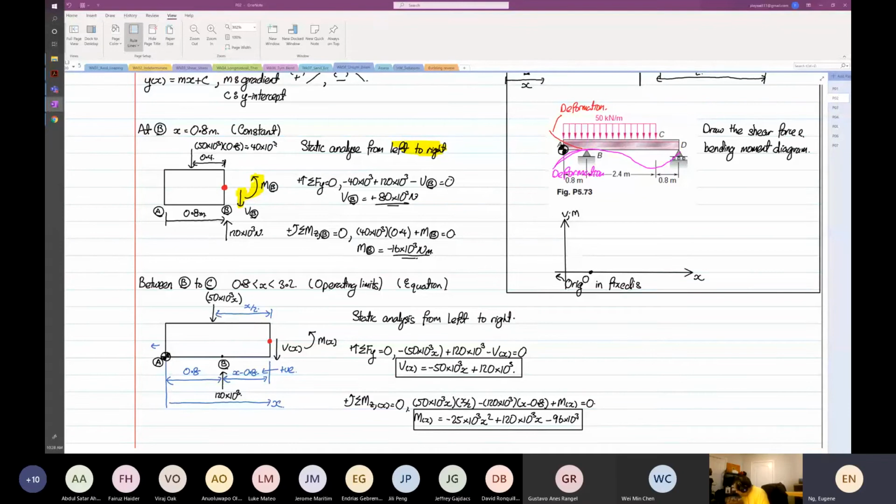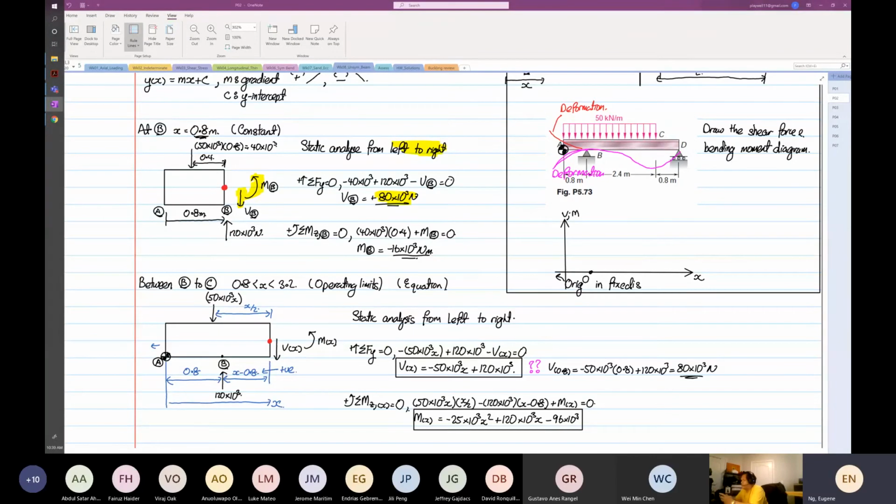Now for this case, I don't know whether this equation is right or wrong. So what we are going to do is substitute x equal to 0.8 into the equation down there. If we substitute x equal to 0.8, we should have the same answer as this. Okay, we're going to try. And later on, you'll know why we check this way. So when x is equal to 0.8, this is equal to minus 50 times 10 to the power 3 multiplied by 0.8 plus 120 times 10 to the power 3. So minus 50 times 10^3 times 0.8 plus 120 times 10^3 is equal to 80. Is it the same? It's exactly the same.